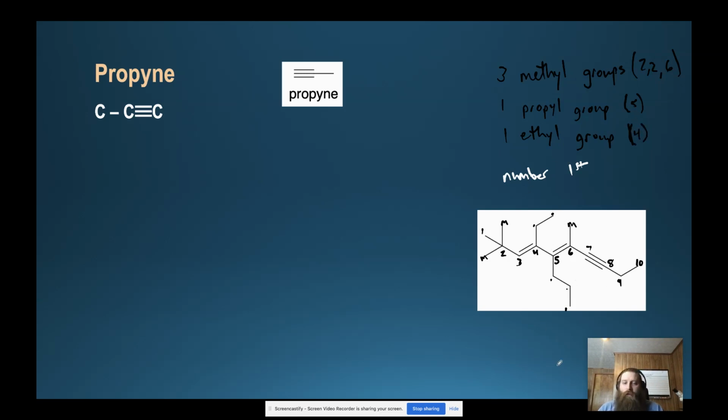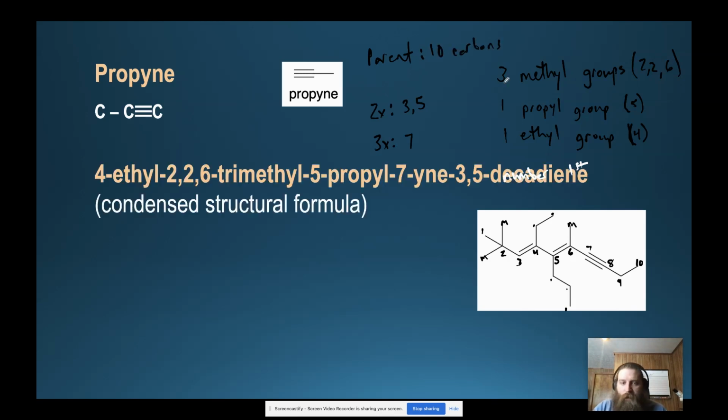Okay. And then I look for my bonds. I have a double bond at position 3 and position 5. I have a triple bond at position 7. So those are everything I have to put into my parent chain. My parent chain is 10 carbons. So let's look at the name.